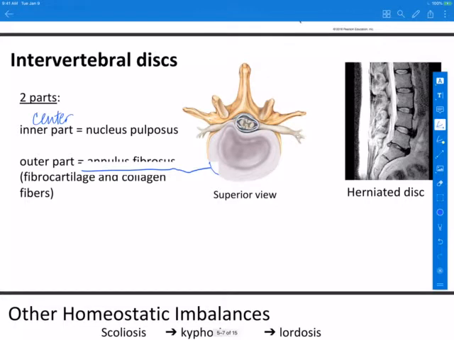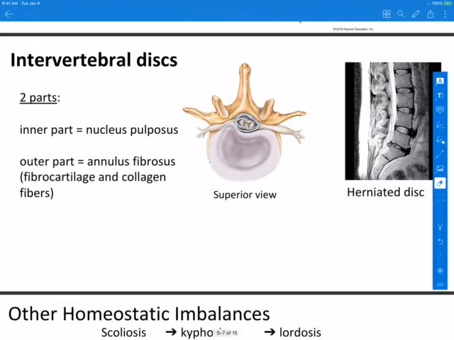The annulus fibrosus also binds the vertebra together, particularly the outer part. It helps the vertebral column withstand twisting forces, and it helps the vertebral column resist tension. So it stabilizes the spine as well as helping with shock absorption. All right.